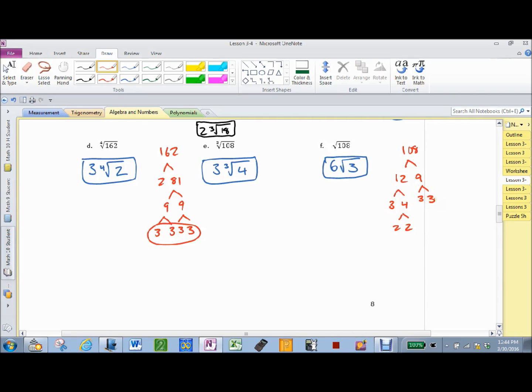3 and 3. Right? What do I need? Groups of what? Groups of 2. Is there a group of 2? So out comes a 2. Is there a group of 2? So out comes a 3. Coefficients multiplied together. What did I leave under there? That 3. 2 times 3 is 6, so it's 6 root 3. Cool? Everybody good? Yes?